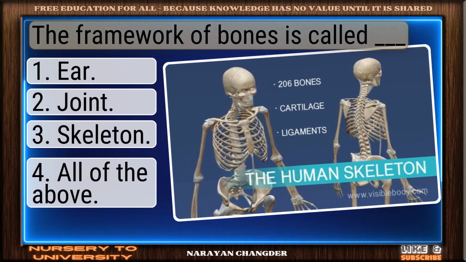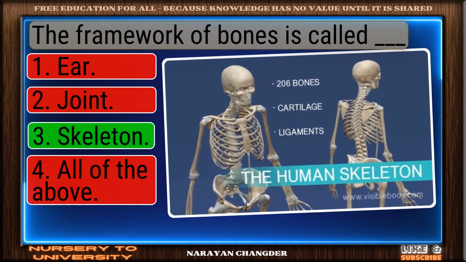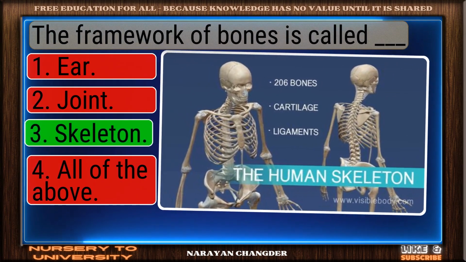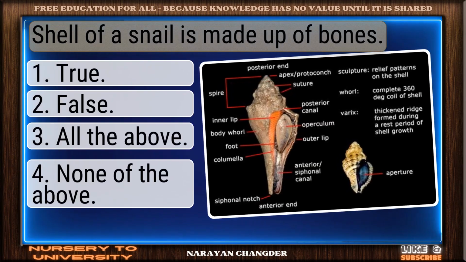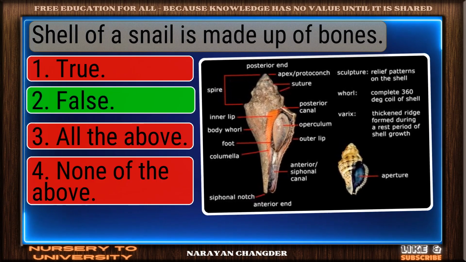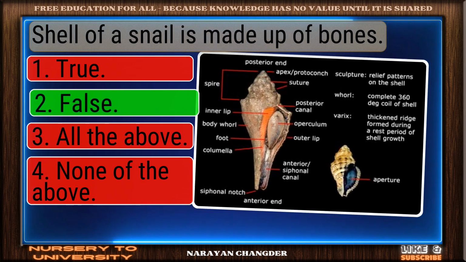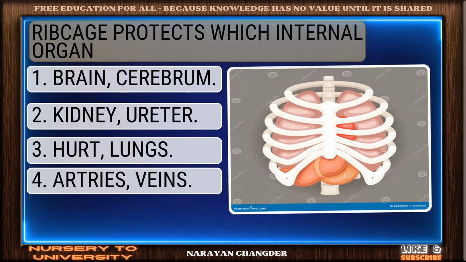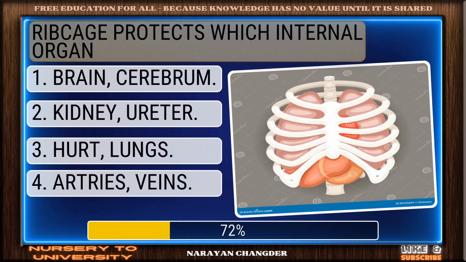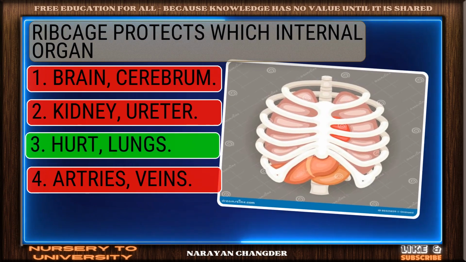The framework of bones is called dash. Great thinking. Skeleton is the right choice. Shell of a snail is made up of bones. Nice selection. False is the correct and valid answer. Ribcage protects which internal organ? Correct. Heart. Lungs is the right answer.